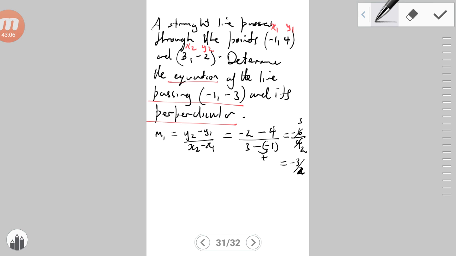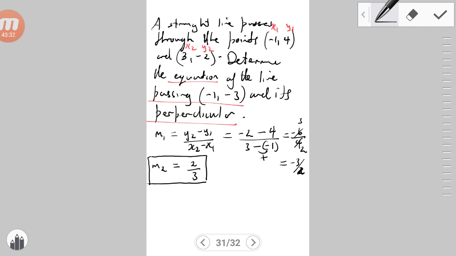So therefore that's m1. From what we just discussed earlier, once we know what m1 is, then we can actually find m2, because m2 now is going to be the negative reciprocal. We're going to turn this upside down and we're going to get 2/3. And check to see it was negative, so it's now positive. So this is the gradient that we are now interested in. We're no longer interested in m1.